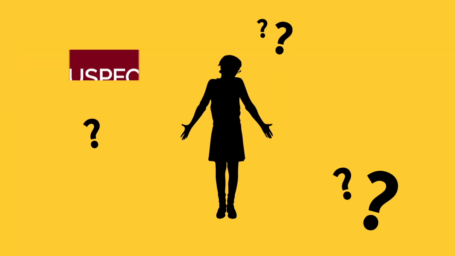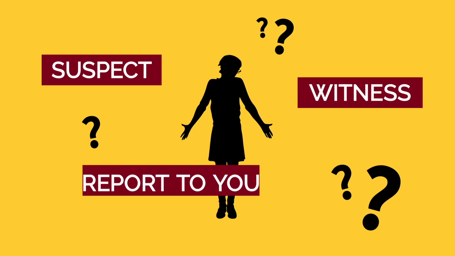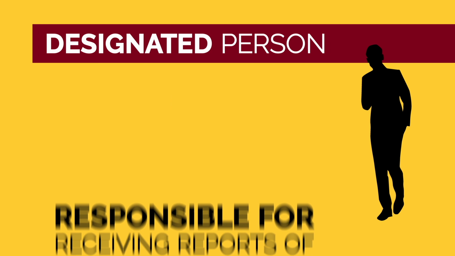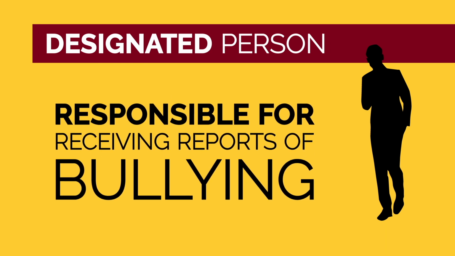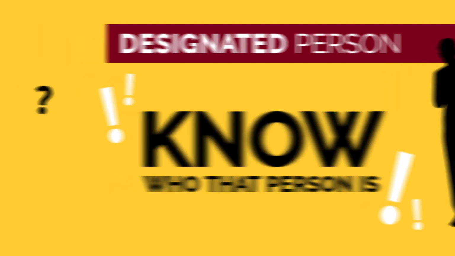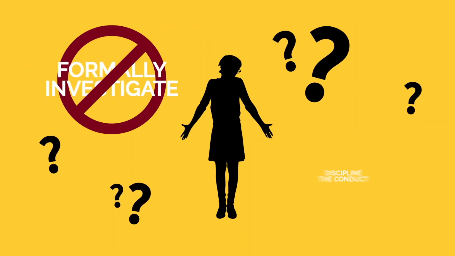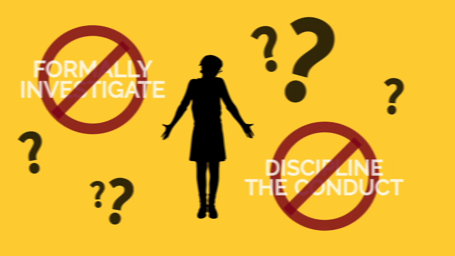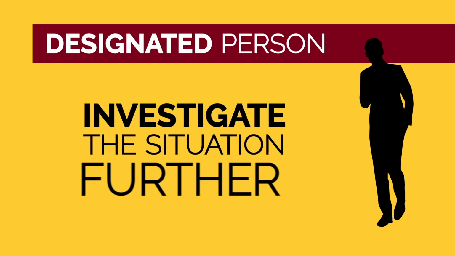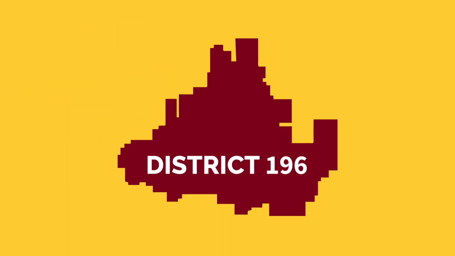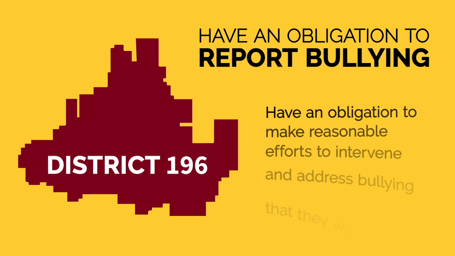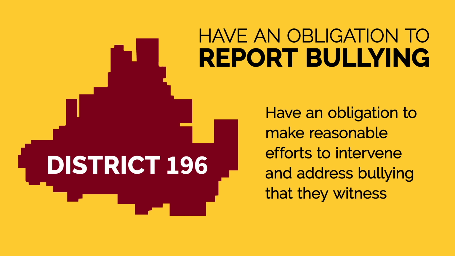So, what should you do if you suspect, witness, or have someone report to you that a student is being bullied? Each school and program has a designated person responsible for receiving reports of bullying. It is important for you to know who that person is at each of the sites where you work. Do not attempt to formally investigate or discipline the conduct. Instead, give the information to the designated person at that site who will investigate the situation further. All District 196 employees have an obligation to report bullying, and in addition, all employees have an obligation to make reasonable efforts to intervene and address bullying that they witness.